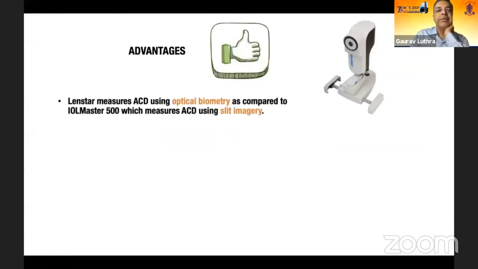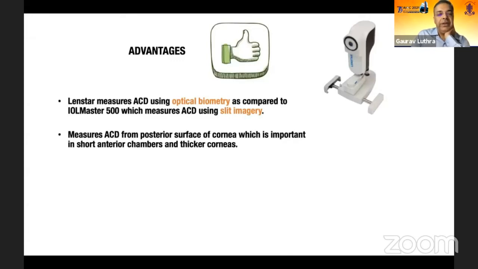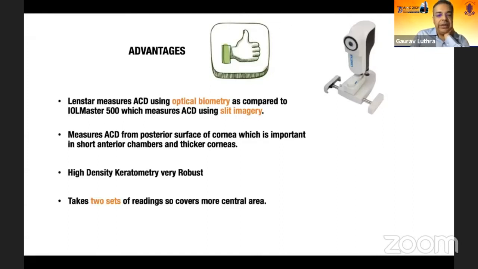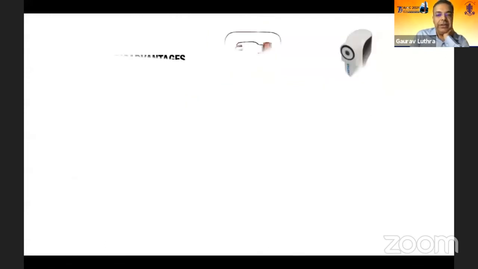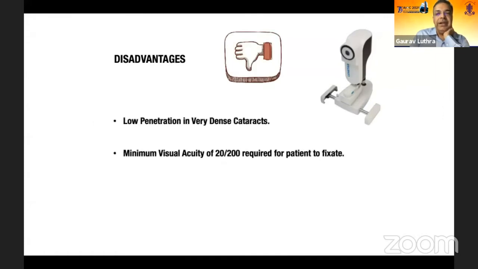So the advantages: instead of slit imagery, which the 500 used, this uses optical biometry. So it's much more accurate for all the anterior chamber depth measurements as well, and the corneal thickness. And also it has a high density keratometry, so that makes the keratometry very robust, especially for toric IOL planning. And it also does several other functions, but some disadvantages are that very dense cataracts, you may miss. So the typical penetration rate is about 94 to 95%. The IOLMaster 700 now claims 99%, but that remains to be checked.